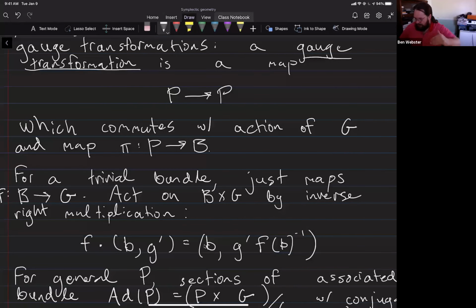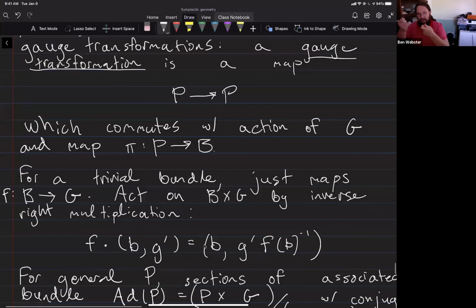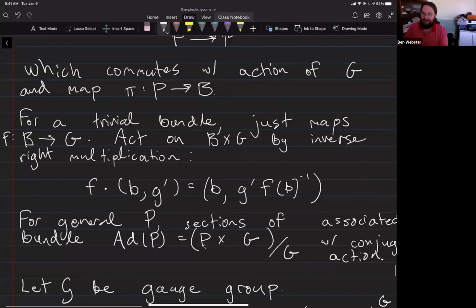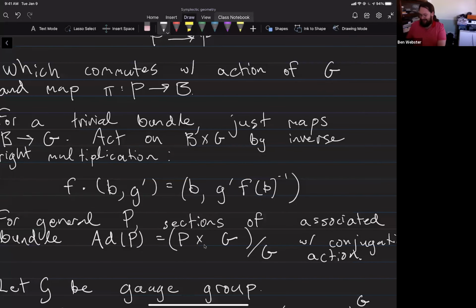For a trivial bundle, it's useful to think about this. On a trivial bundle, this is just maps from the base into G. We'll act on the trivial principal bundle by inverse right multiplication. So I have F, a map from B to G. How does that act on a pair B comma G prime? Well, I take B, G prime times F of B inverse. And why do I do the F of B inverse? So that I get a left action that commutes with the left translation by G. And for general P, you can write this down. It's sections of some associated bundle where the group acts on itself by the conjugation action, and you get an associated bundle from that. You can take sections of that.